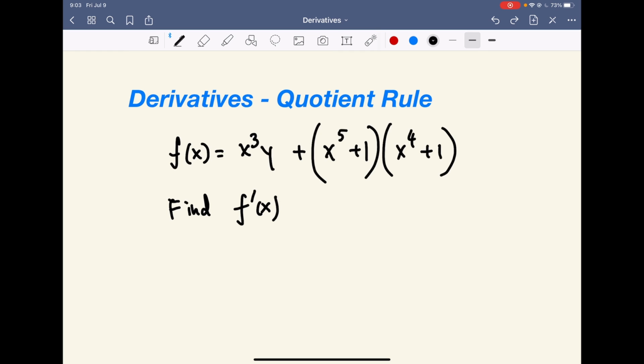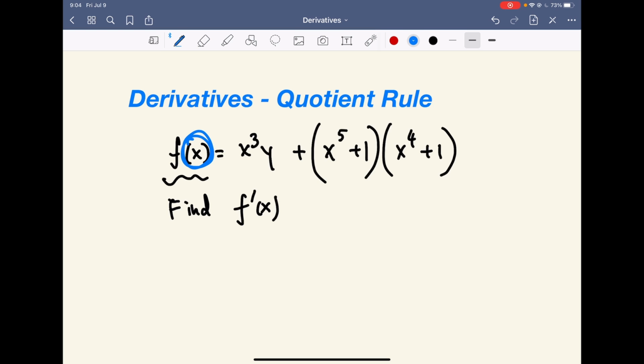I have another little practice for you guys over here, and you can pause the video if you want to try, and continue watching the video when you're done. So in this video, we have f of x equal to this, and we want to find the derivative of this function with respect to x.